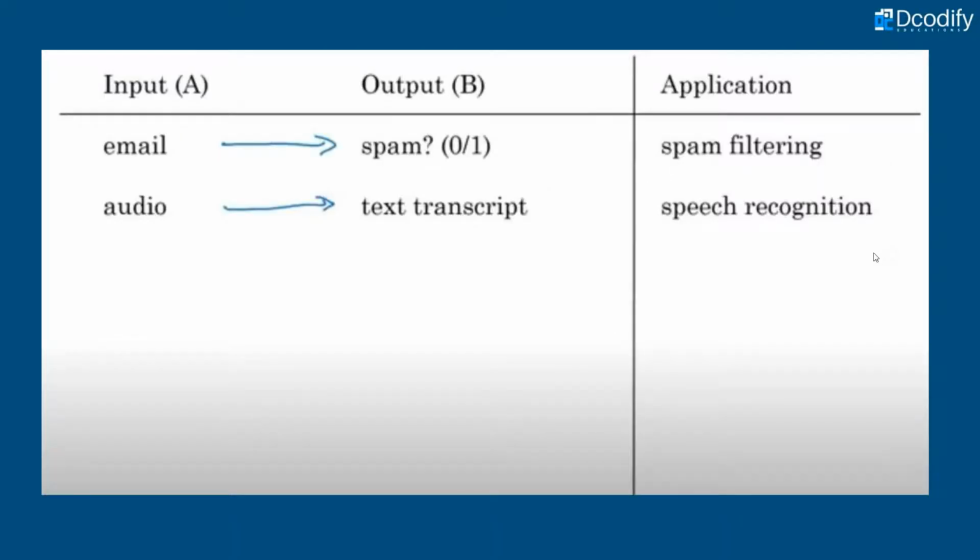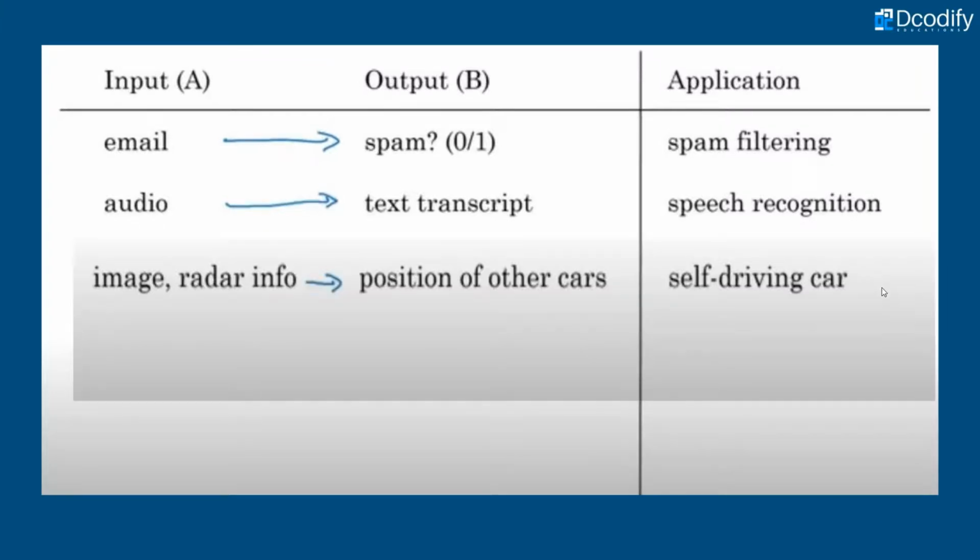The next example is if our input is audio and our AI's job is to produce a text transcript of those audio inputs, then the corresponding application is speech recognition, which you see in Google Home or Alexa. All those things are doing speech recognition using natural language processing. Moving ahead, if our input is image and radar information, and the AI's job is to find the position of other cars, then the application is the self-driving car.